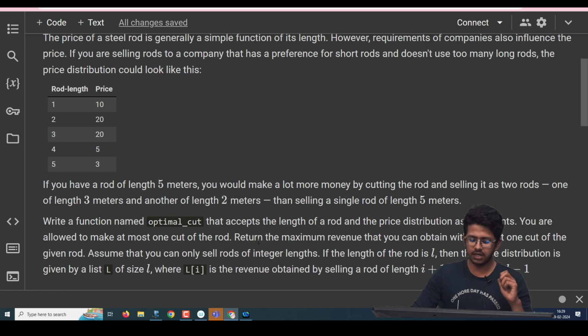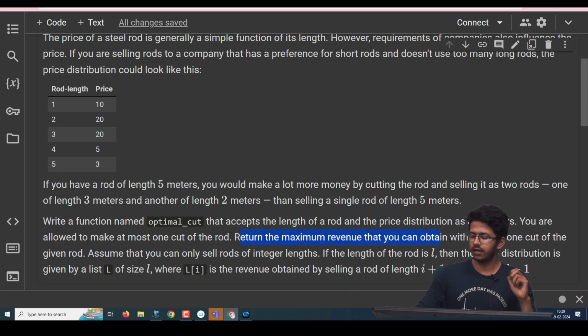So you are basically asked to return the maximum revenue that you can obtain with at most one cut of the given rod. Assume that you can sell only rods of integer length. So you can't make a cut at 3.5 and then 1.5, etc. So it's just integer lengths. And if the length of the rod is L, then the price distribution is given by a list L of size small l.